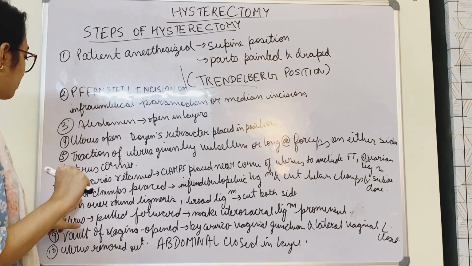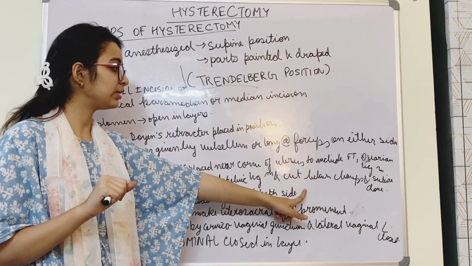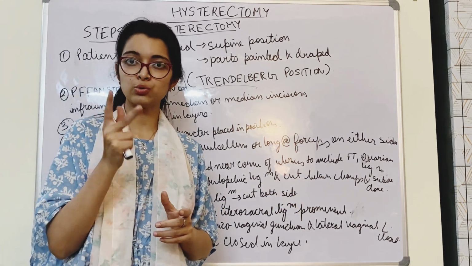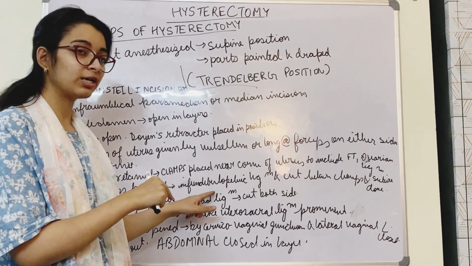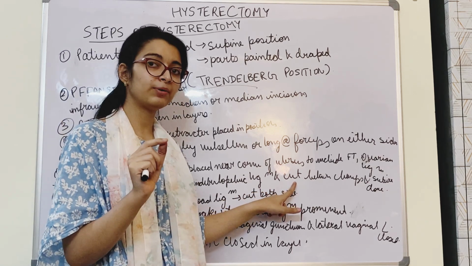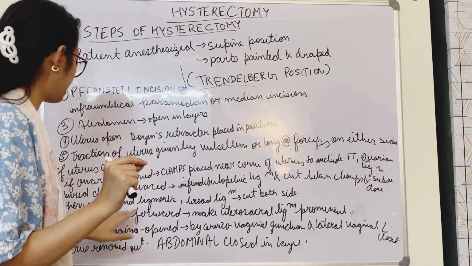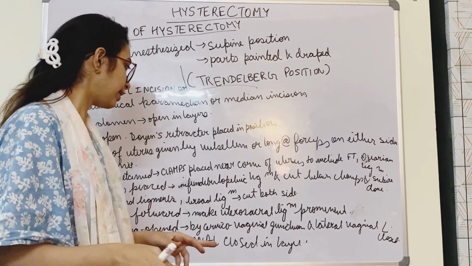Next would be the paired clamps placed on the infundibulopelvic ligament and cut between the clamps, and then suture is done. So paired clamps, whenever a clamp is used, there are two clamps used at a time. So the paired clamps are placed on the infundibulopelvic ligament and there was a cut between the clamps, and the suture was done at that very moment. And then the round ligament and the broad ligament were cut from both sides.